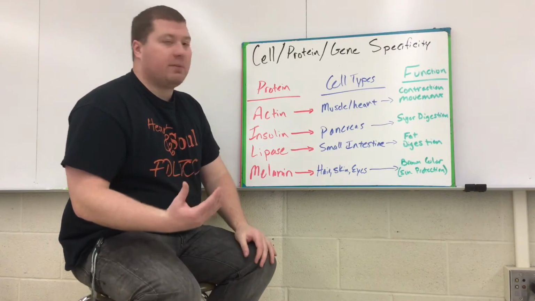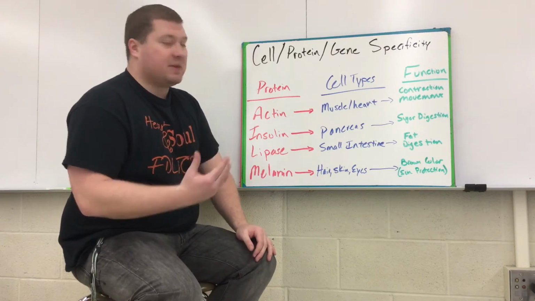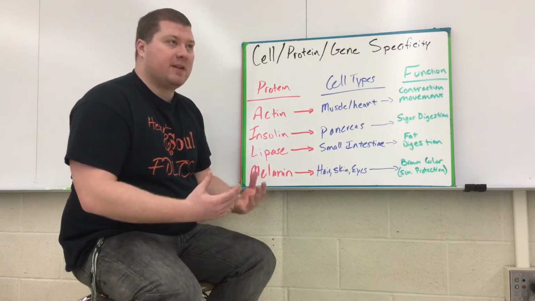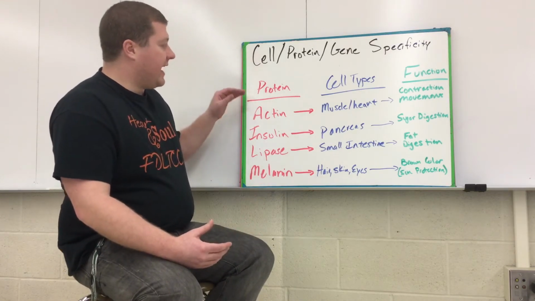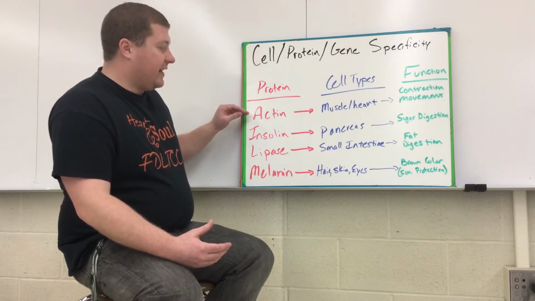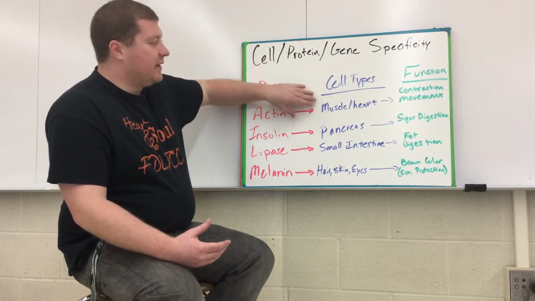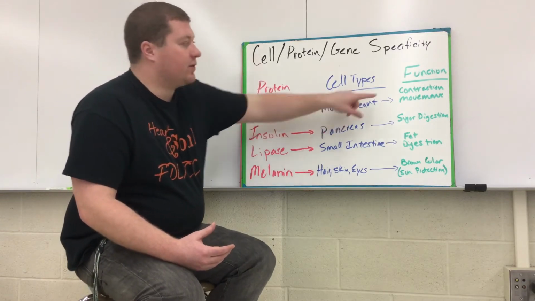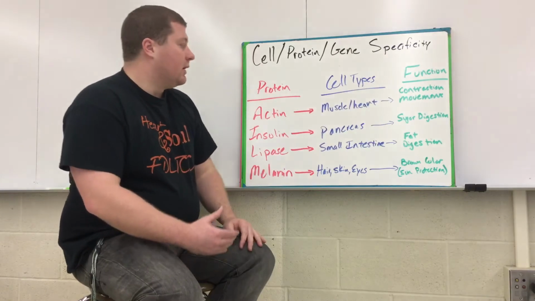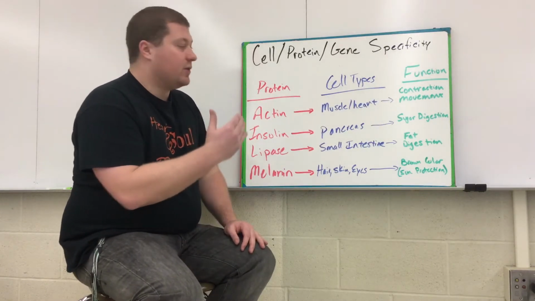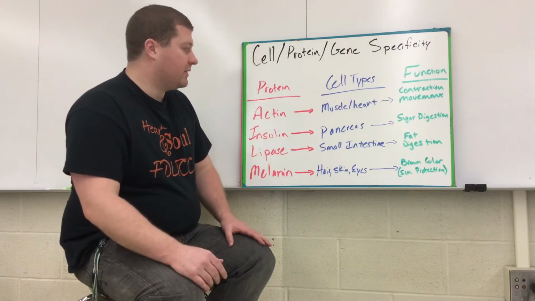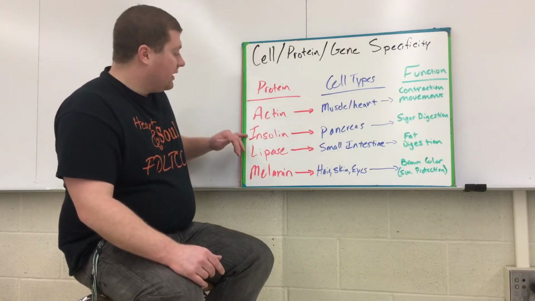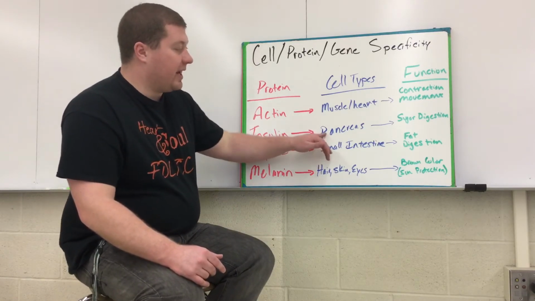So, just a few things about proteins. They are specific to certain cells. So some cells produce one protein more than others. So here's 4 examples that I have. The protein called actin is in the cell types muscle and heart cells, and it's used for contraction or movement. So this specific protein is used in those cells more often because they do more contraction and more movement type of functions. Insulin is a protein that's produced in the pancreas.